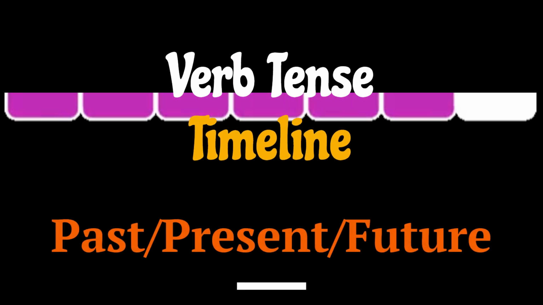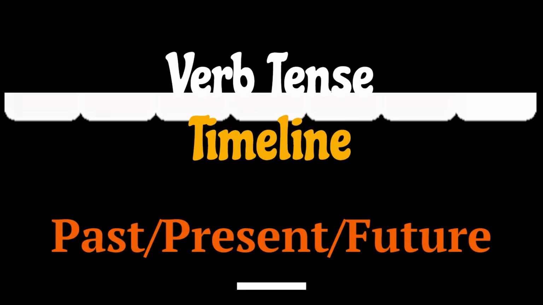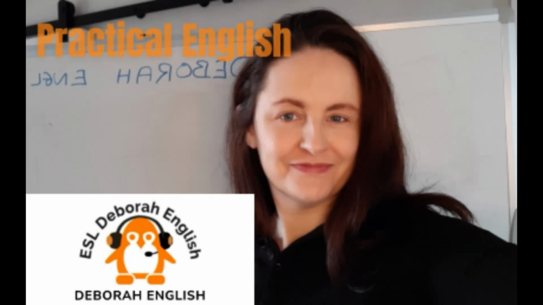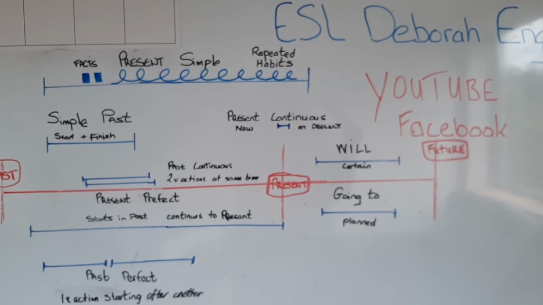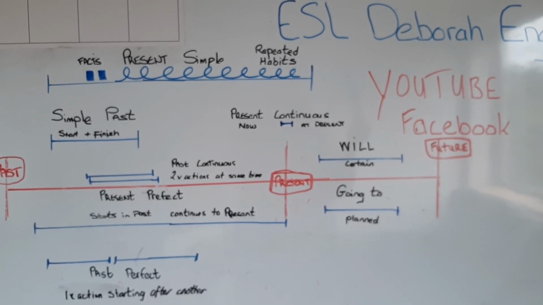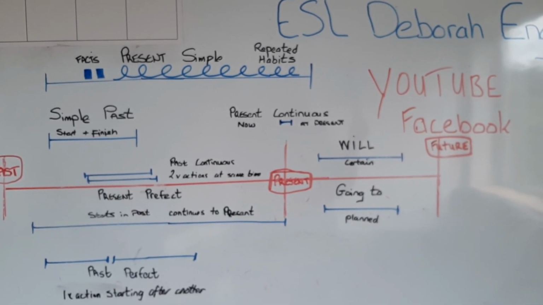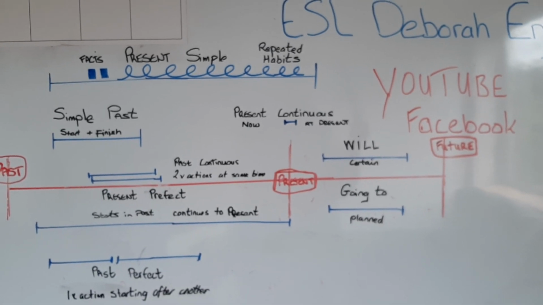Understanding verb tenses using a timeline, Part 1. Today we're going to talk about different verb tenses. When do we use specific verb tenses? I'm going to have this timeline to show you.